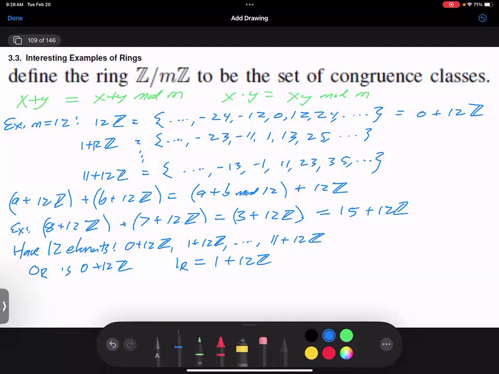Is it a group under multiplication? No, there's nothing that can be the inverse of 0. But what about if I looked at the non-zero elements? Do the non-zero elements form a group under multiplication? Why not?